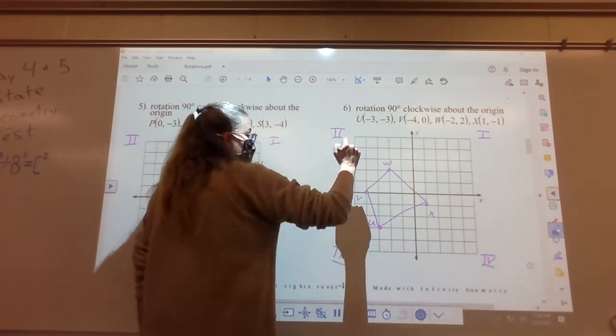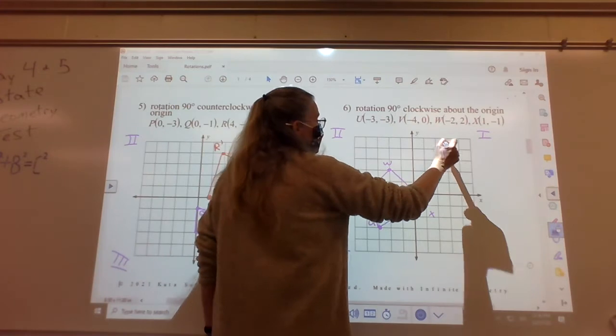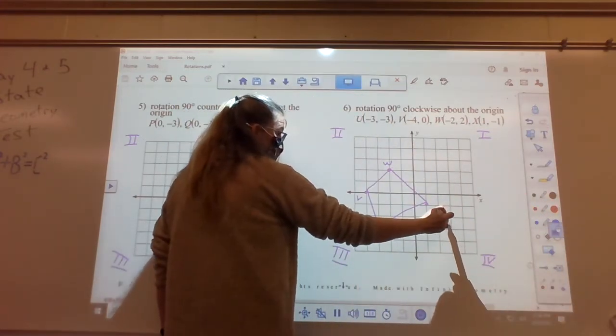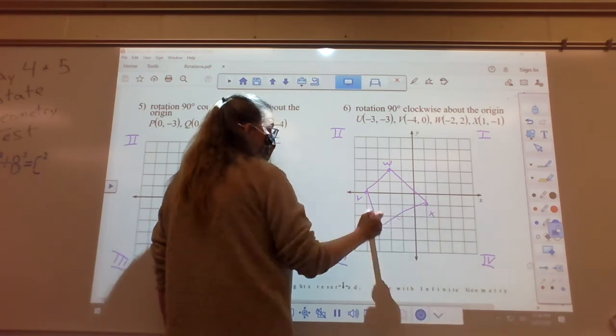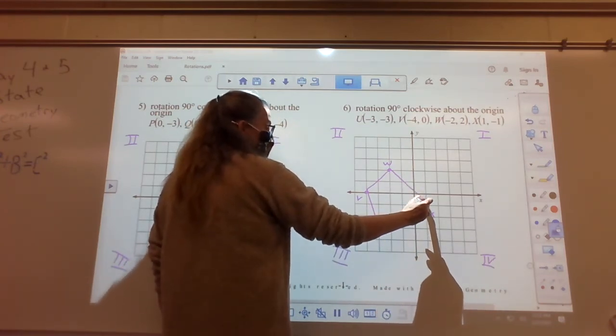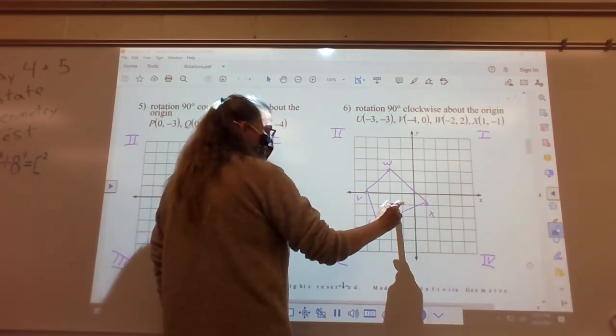Well, let's do X first. X was here. If I'm going clockwise, X is going to end up in which quadrant? 3. So X has to end up over here. 1, 1, changing the numbers isn't going to do anything, but I got to put it in this corner. So that's a 1, 1 in that corner.